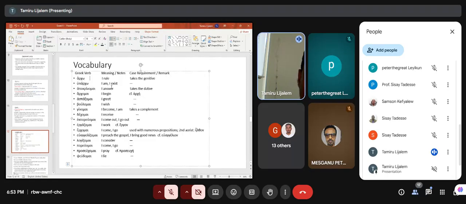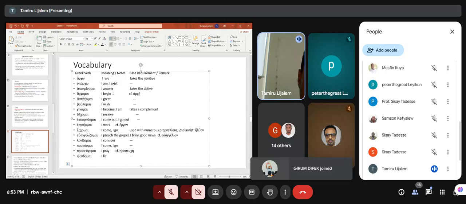Uparco is I am, I exist. Apokrinomai is I answer. Arkomai is I can. Sphazomai, I greet. Boulomai is I wish. Gnomai, gno is knowledge, ginosko, ginomai is I become, I am. Decomai is I receive. Ekporeuomai, I come out, I go out.